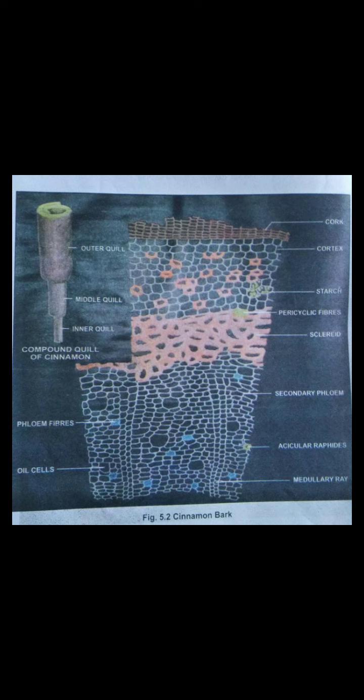Then mounting procedure. Transfer the section to be mounted onto the glass slide with the help of a brush. Then add 1 to 2 drops of water on the section with the dropper. Then place a clean cover slip over the section with the help of forceps and needle. Then with blotting paper, wipe out excess water present outside the cover slip. The slide is ready for observation.